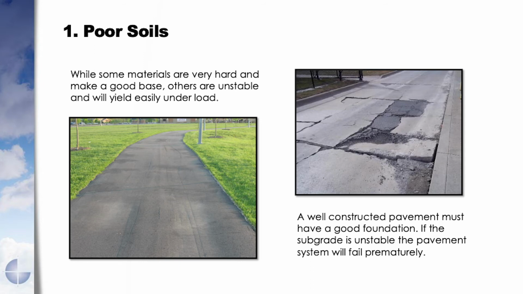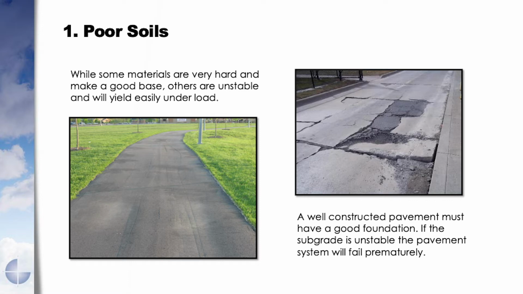Okay, number 1, poor soils. Any pavement you build, whether it be asphalt or concrete, is only as good as the foundation that you put it on. So you have to have a really strong foundation. The project on the left here is an 8-foot wide asphalt pedestrian walkway at a pretty high-end shopping mall. And you can see the failures in it.